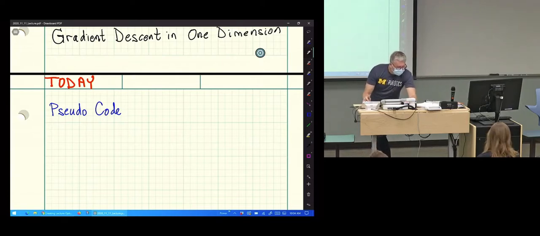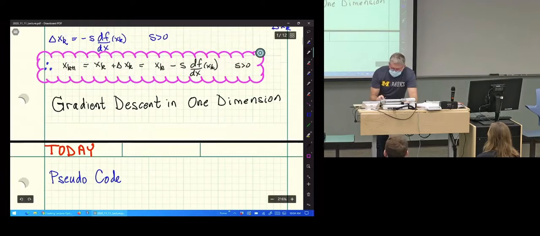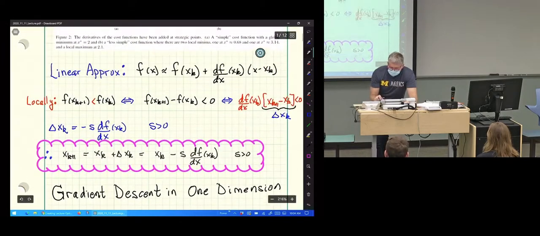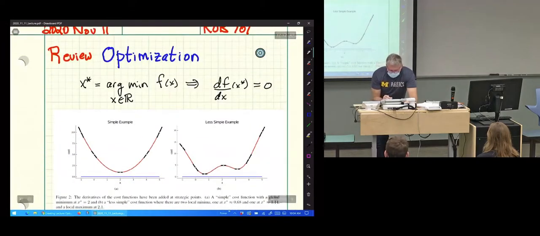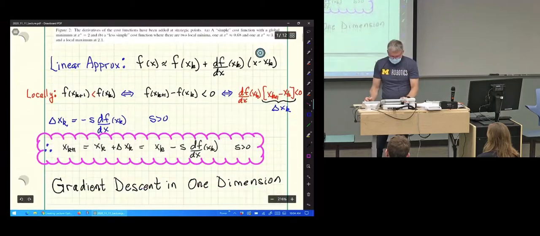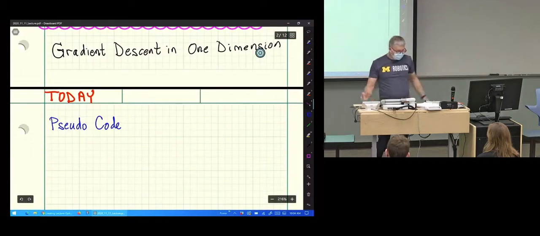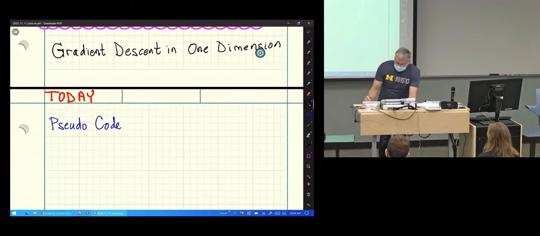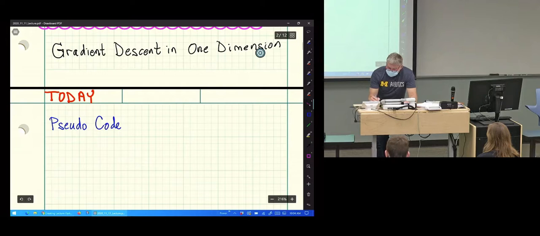So pseudocode, so our stopping criteria will be the derivative equals 0. So we'll start someplace where the derivative is positive or negative, and we want to move to it. So our stopping criteria is the derivative being 0. So that's what we're looking for. It may not be the global minimum, it may be a local, or it could, if we start at a local maximum, we get stuck there.